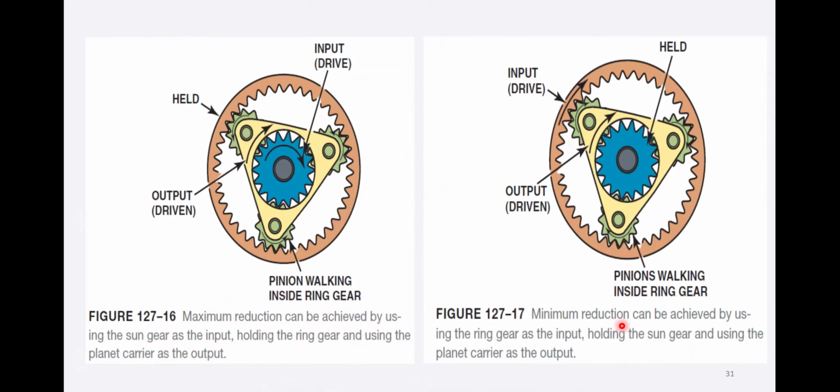So minimum reduction can be achieved by using the ring gear as input, holding the sun gear, and using the planet carrier as the output. In the previous case, the input is going to the sun and the output is coming from the pinion carrier, and the ring is stationary. But here, the sun is stationary, input is coming from the ring gear, and the output is from the planet carrier. So the minimum reduction can be achieved in this case.